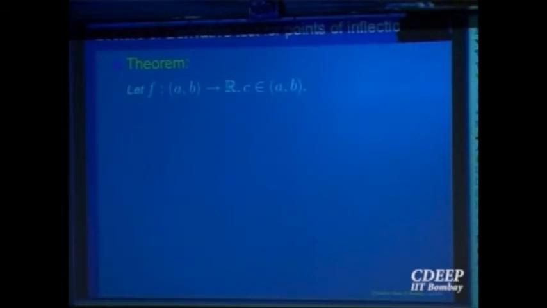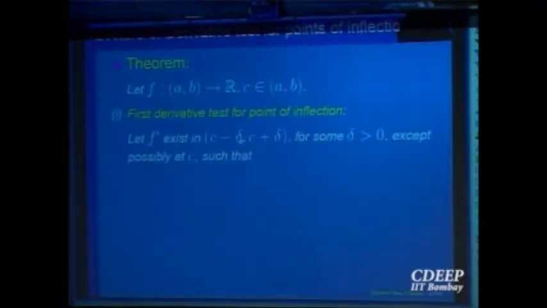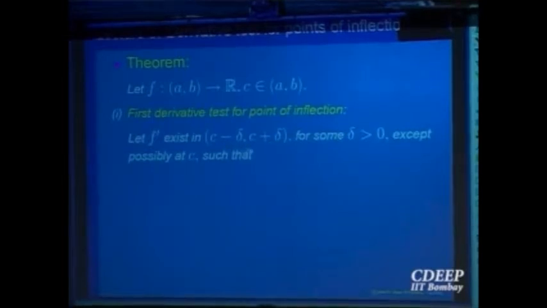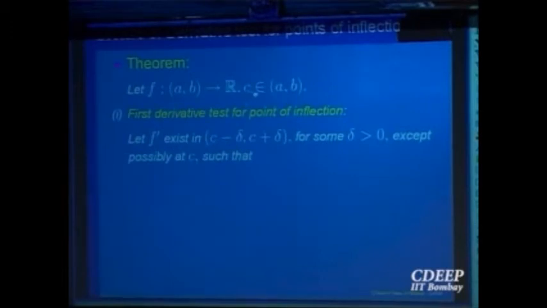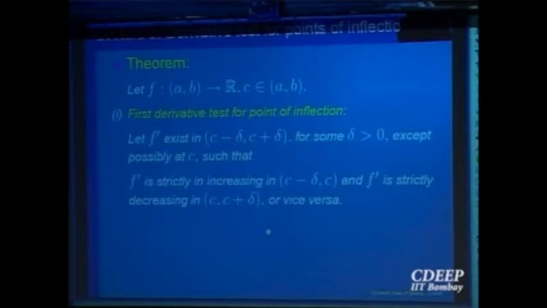At the points where the nature changes, these are points of inflection. So we can conclude something about that. So the first derivative test for a point of inflection: f prime exists in an interval c minus delta to c plus delta for some delta. That means the c should be an interior point first of all, and the derivative should exist in an interval around the point, in a neighborhood of the point c. We want the nature to change, right? It should change its nature from convexity to concavity or concavity to convexity.